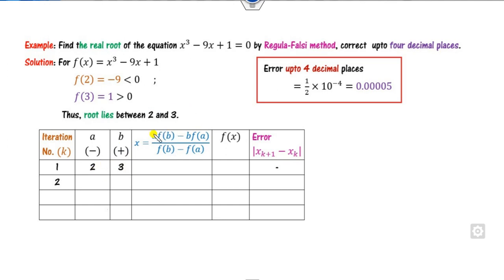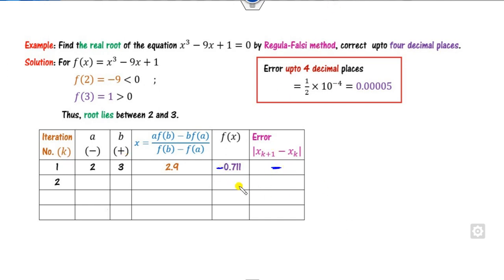Fine. Now you can substitute the values here. a is 2, b is 3. What is f of b? f of b is 1. Minus 9 divided by f of b minus f of a. Fine. So once you solve, you will get the expression as 2.9. Now substitute this value of 2.9 here. What is the answer? You get 2.9 cubed minus 9 into 2.9 plus 1. So after the calculation you will get the result here. Now since there is no previous value, we can take it as a high value.